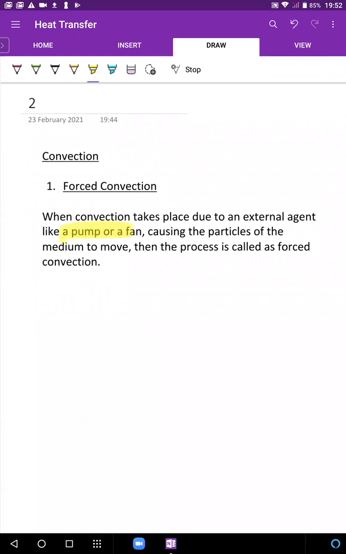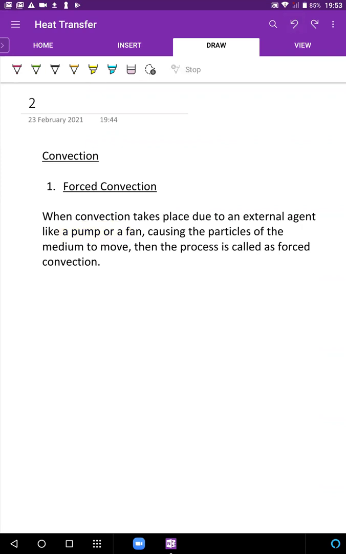So the statement means, in convection we know that the particles move, but why do they move, what are they moving because of? Because of an external agent. A pump is normally used to transfer fluid from one place to another. So if a pump or a fan is used, which makes the particles of the medium move from the hotter place to the colder place, then the process is called forced convection.